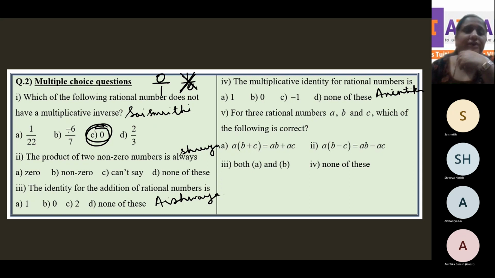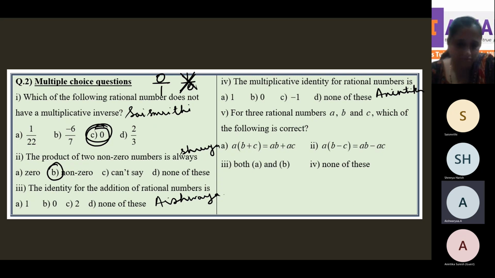Correct. So when you take two numbers which are not zero, their product, not their sum, their product cannot be zero. Correct. It's non-zero. Aishwarya?